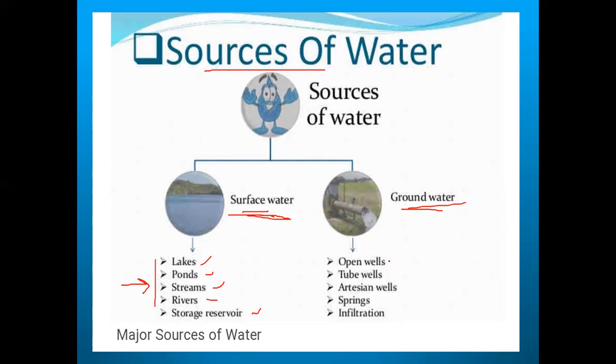Coming to the groundwater, we are having the open wells, tube wells, artesian wells, the springs, and the infiltration process. So these are the major sources of water. Under that, we are having the various types. Okay, next.